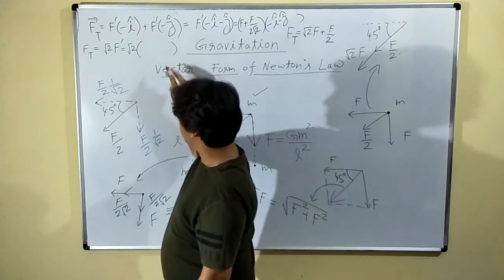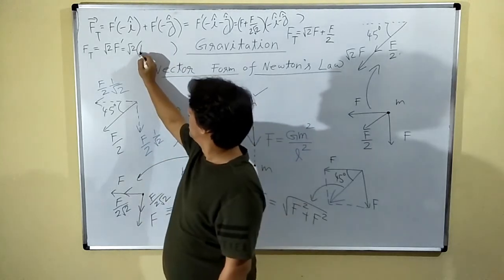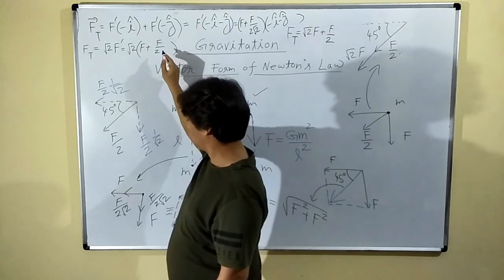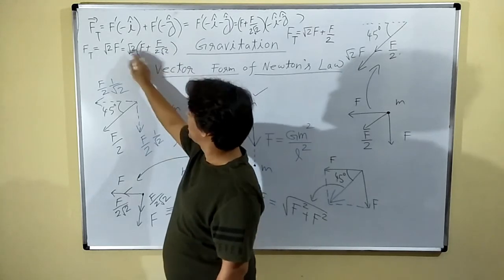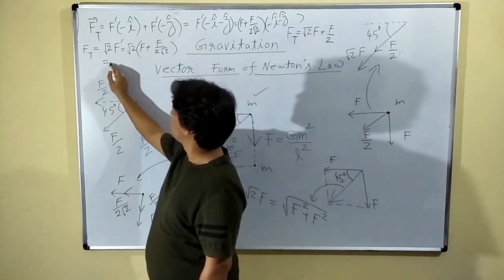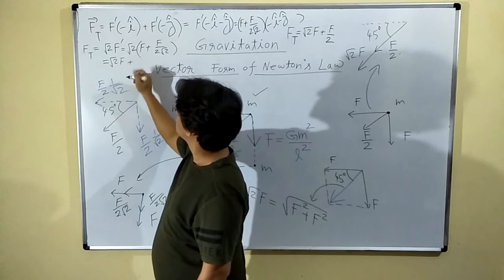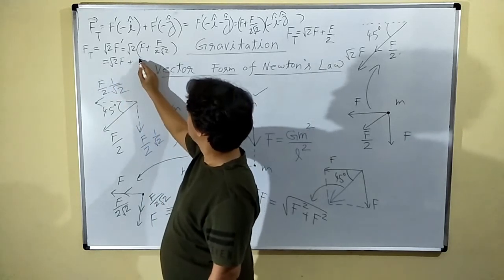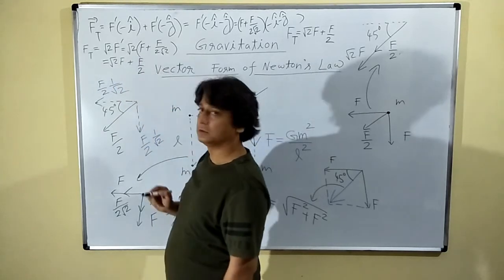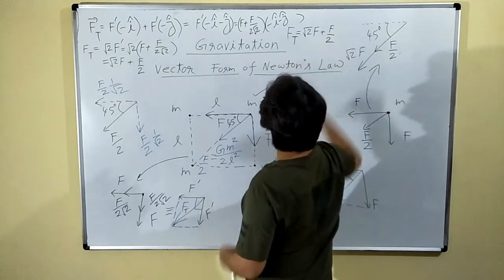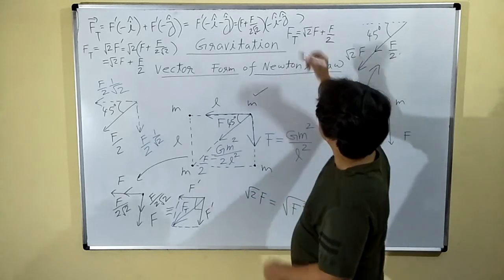Now what's the value of F dash? F dash कितना है अपने पास? F plus F upon 2 √2. Multiply √2 inside and you get what? √2F plus √2 and √2 cancelled, which is F upon 2. √2F plus F upon 2. This was your first method.